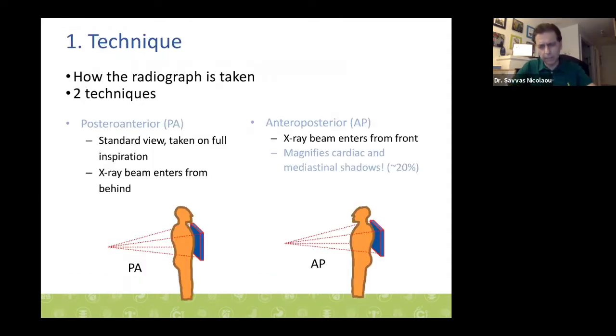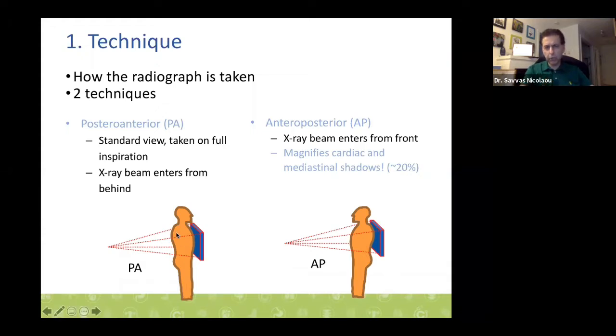So initially, technique. Why is this important? Basically, there's 2 ways we take X-rays. 3 ways is what I would say, but for the purposes here, 2 ways. We have a PA projection, meaning the X-ray beam enters from the back to the front. The cassette is placed against the front of the chest wall.